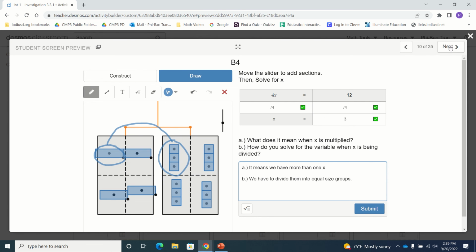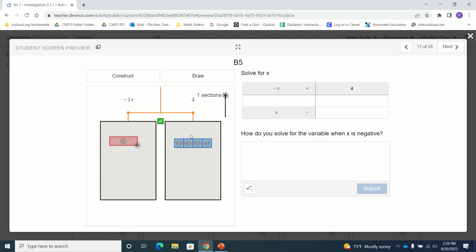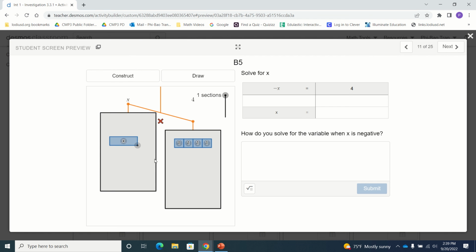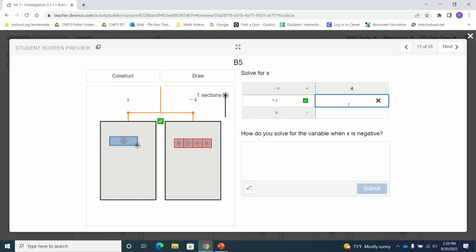Okay. And finally, for the last one, here we have negative x equals 4. So again, the goal when we're solving an equation is that we just want normal x. We don't want negative x. So what we can do is flip it over. Mathematically, that's the same as multiplying by negative 1. I'm flipping the sign. A negative times a negative is a positive. But if I flip this over, I need to flip these over as well. So I also need to multiply this by negative 1. So 4 times negative 1, I now have negative 4. So how do we solve a variable when x is negative? We can multiply by negative 1 to flip the sign.